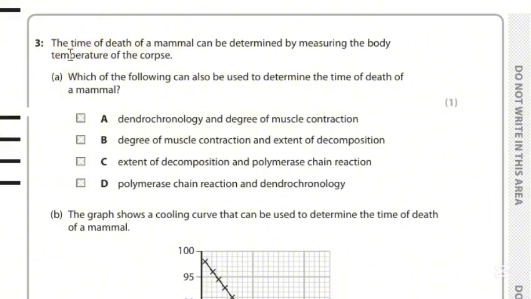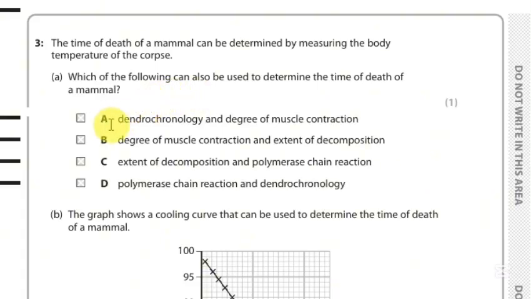The time of death of a mammal can be determined by measuring the body temperature of the corpse. Which of the following can also be used to determine the time of death of a mammal? So we need to figure out which way we can use to determine the time of the death of a mammal. So let's go through the options.